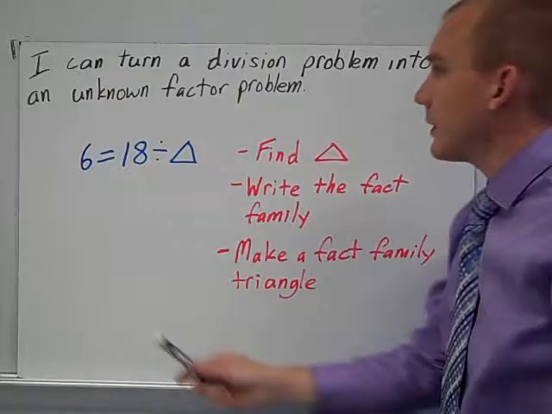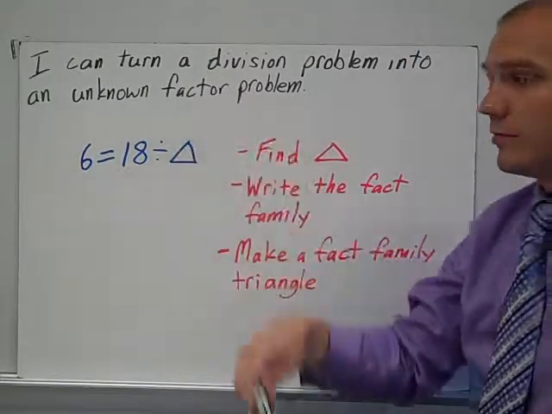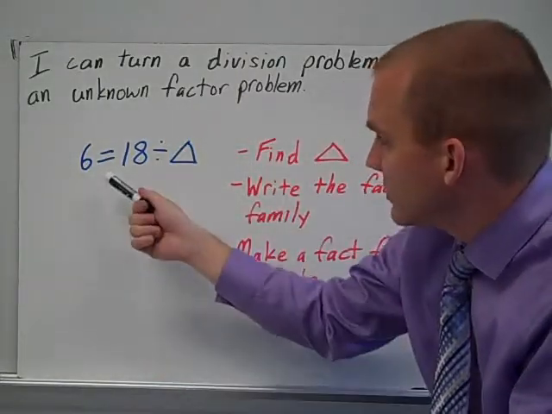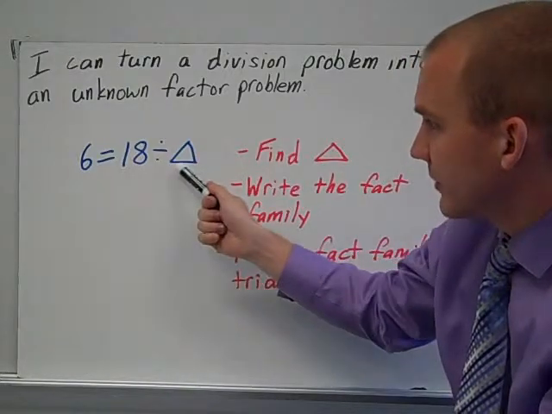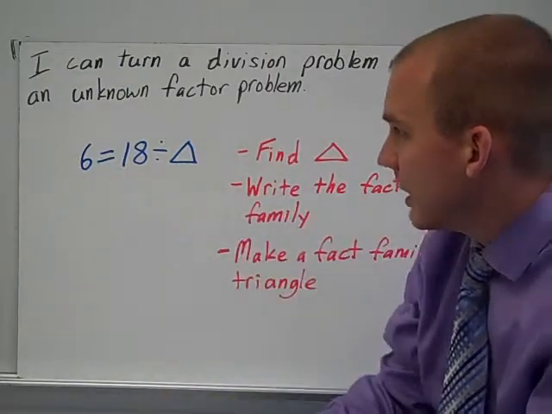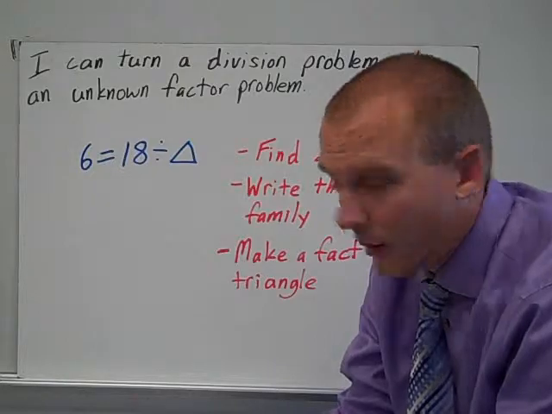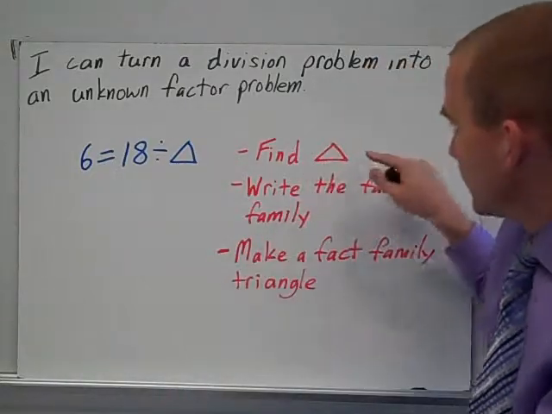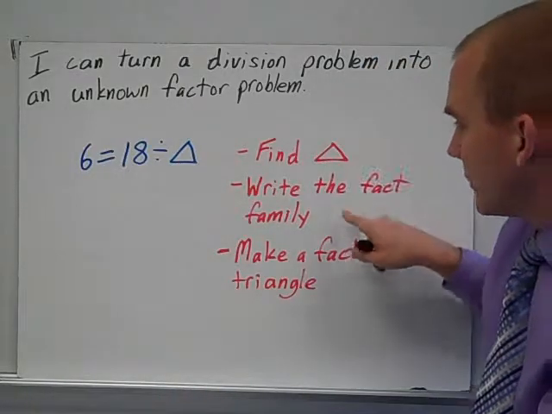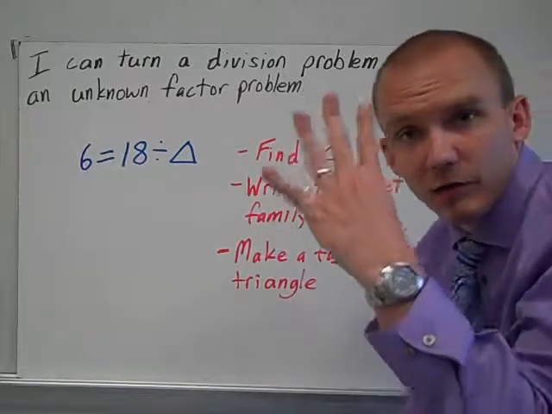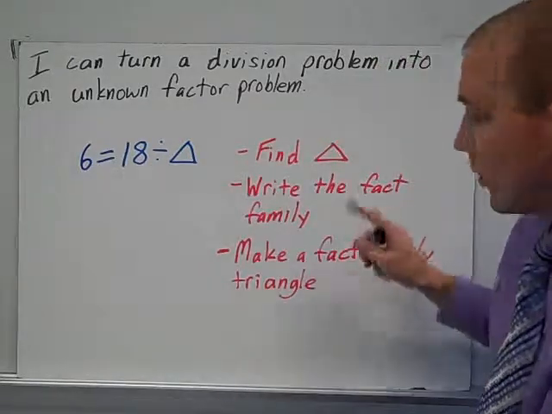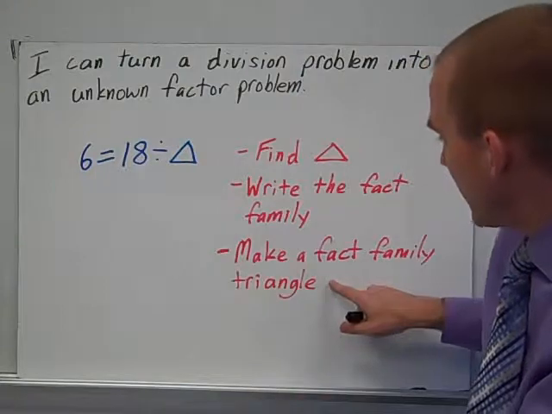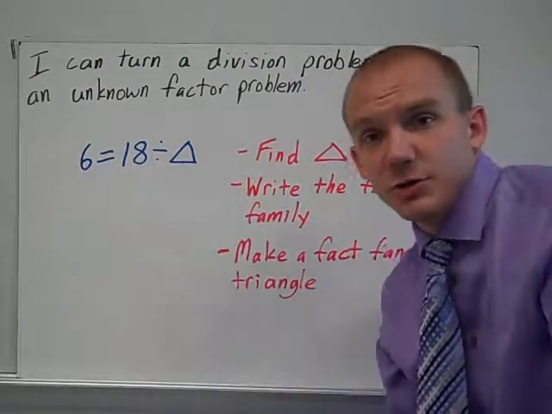I can turn a division problem into an unknown factor problem. So in this case, we have the division problem, 18 divided by triangle equals 6. And we just want to turn that into an unknown factor problem, solve for triangle. So you're going to find what triangle is. And then also I want you to write the fact family, all 4 number sentences, 2 multiplication, 2 division. And then make a fact family triangle just like I showed you in the other slides.